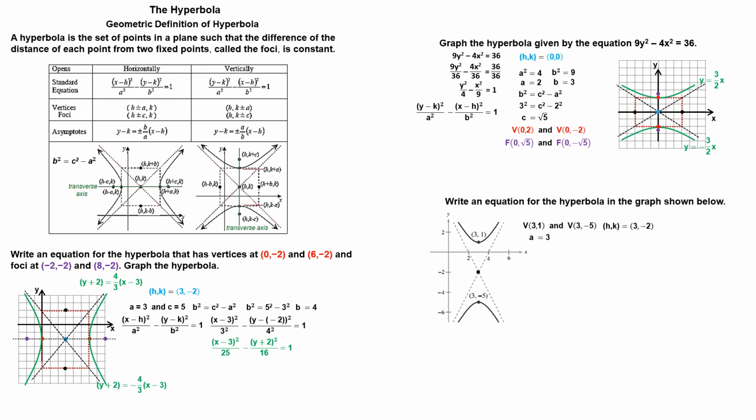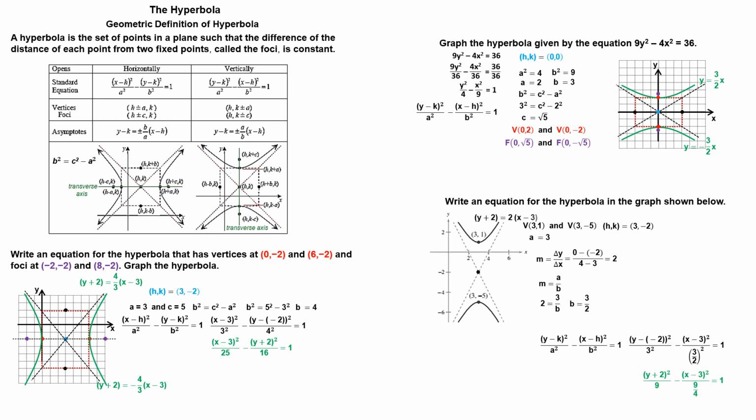From the asymptotes, we can find the slopes and then the value of b. The slope is 2, but we know this slope is a over b as well. So we can find the value of b. The standard equation of this hyperbola is as follows. The equations of the asymptotes are given as follows. If we wish, we can find the foci as well.